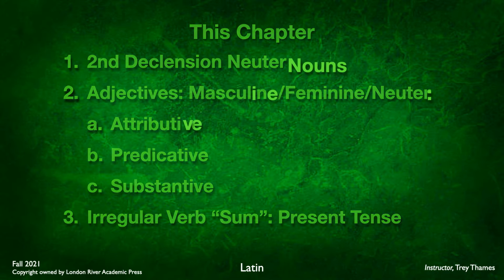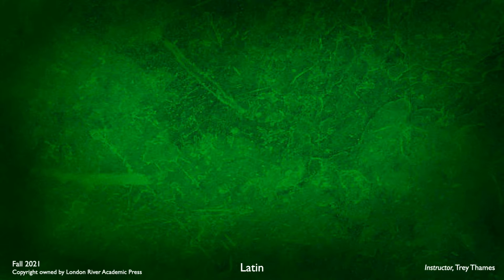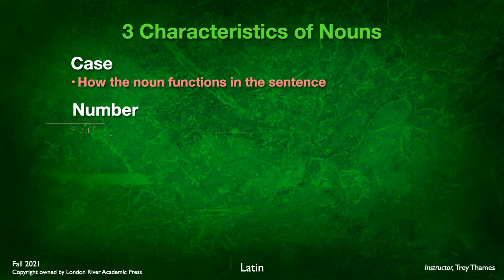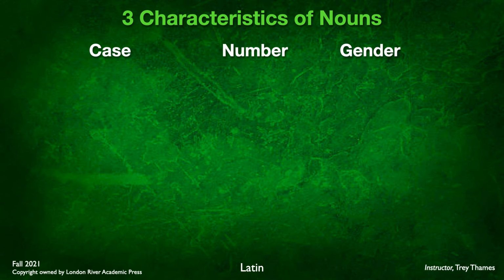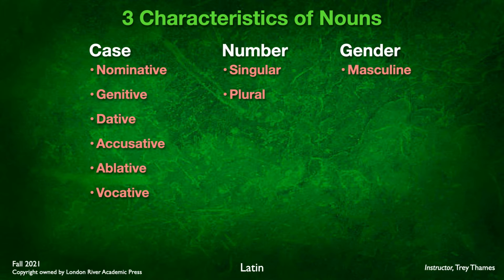So let's do a quick review of what we've covered so far on nouns. If you'll remember, we said that the three main characteristics of nouns are case, number, and gender. Case, of course, is how the noun functions in the sentence. Number is the quantity of the noun, and the gender, of course, is either masculine, feminine, or neuter. Here is a breakdown of those categories. Case: we have nominative, genitive, dative, accusative, ablative, and vocative. Number: we have singular and plural. Gender: we have masculine, feminine, and neuter.